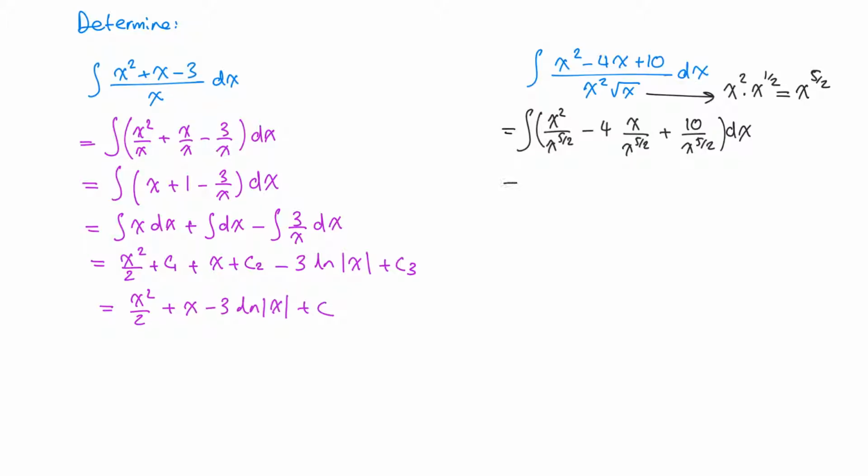Forgot my equal sign there. Equals integral of x to the negative 1 over 2 for my first one, minus 4. And here I got x to the exponent 2 over 2 minus 5 over 2, which gives me negative 3 over 2. And finally, for the very last one, I get 10, and all I'm doing is I'm bringing the denominator to the numerator. The exponent changes from positive to negative, and I'm left with x to the negative 5 over 2.